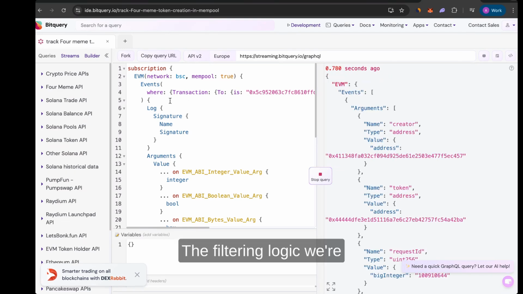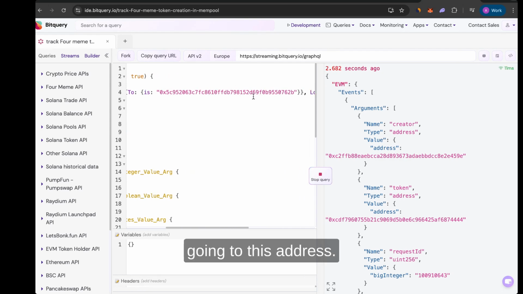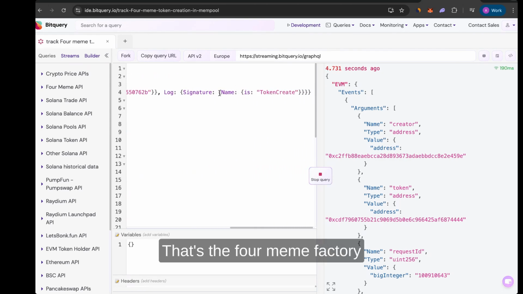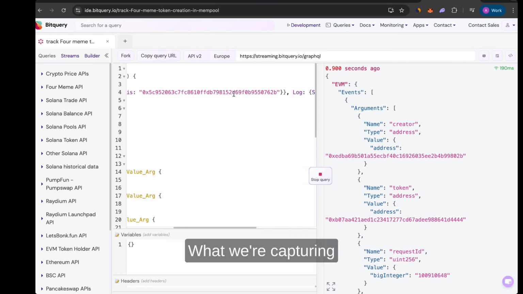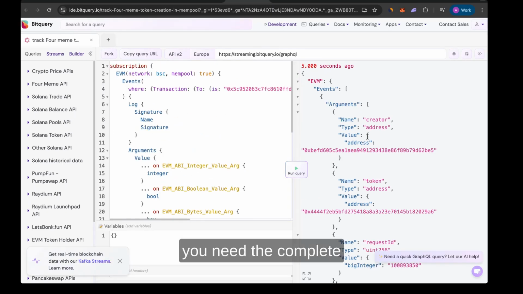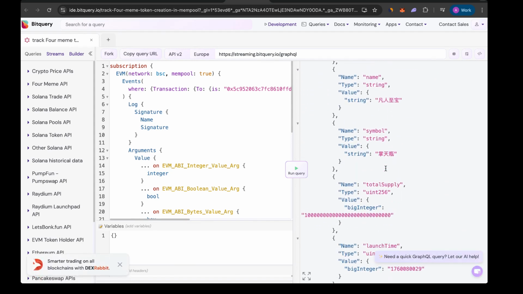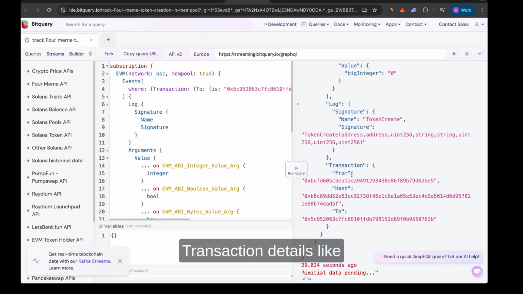The filtering logic. We're filtering for events where the transaction is going to this address. That's the Four.Meme factory contract. And we're looking for the token create event signature. What we're capturing: the query returns everything you need, the complete event signature, all the token creation arguments, including token address, name, symbol, and initial supply, and transaction details like the hash, creator address, gas price, and the timestamp.